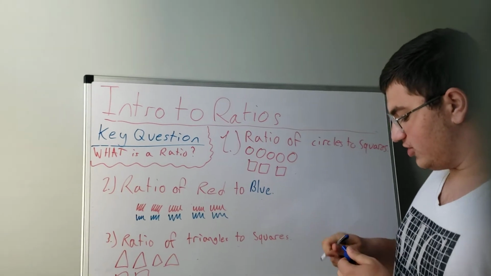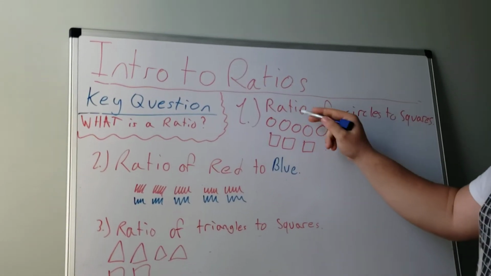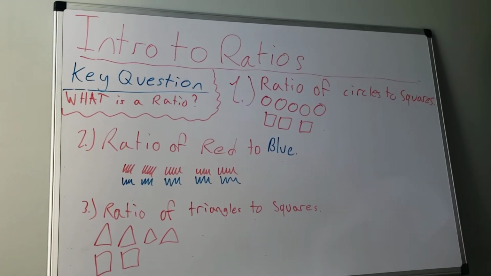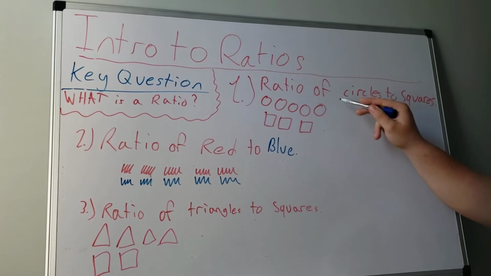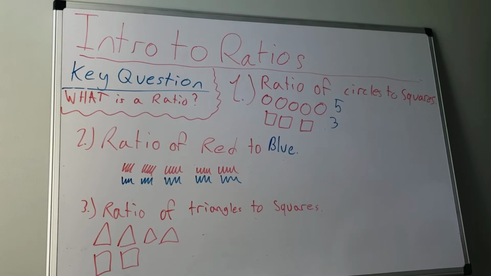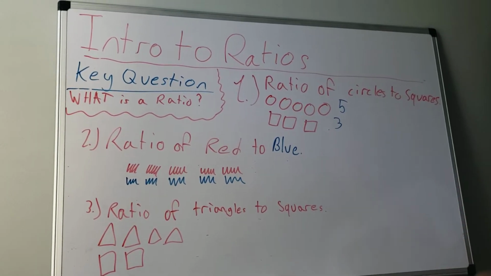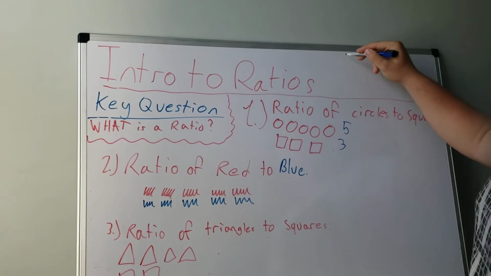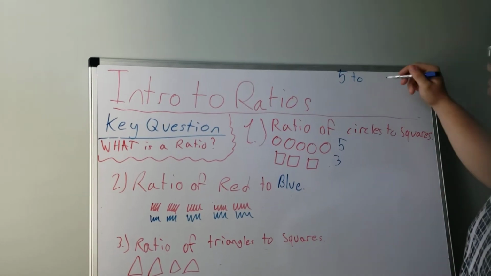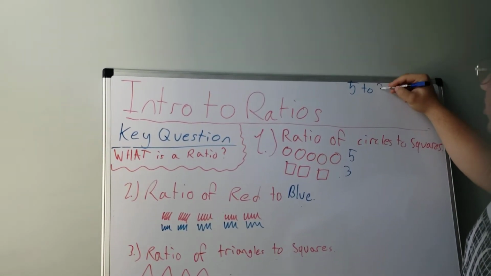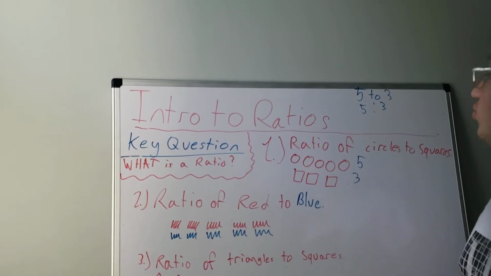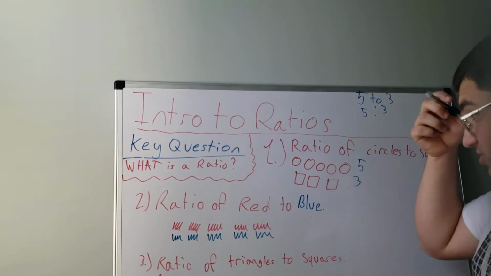So, here on our first example, we have the ratio of circles to squares, right? And here we have our circles and squares. So let's go ahead and count them. 1, 2, 3, 4, 5 circles and 3 squares. Now, two ways to write a ratio. You can either write it as 5 to 3, literally the word "to", write it as you see it, or 5:3. And those are two ways. Either one is fine, no specific preference.